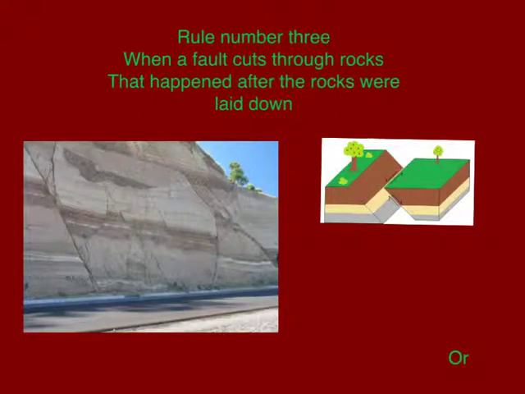Rule number 3, when a fault cuts through rocks, that's what happened after the rocks were laid down. So for instance, you see these cracks here, and this layer of rock should match up with this one and this one and this one, but there was a fault. So there was movement along one of these cracks here. That could be a movement this way, or in this case, a horizontal movement, and that puts them out of alignment. So we know that the fault must have come after the rocks were laid down.